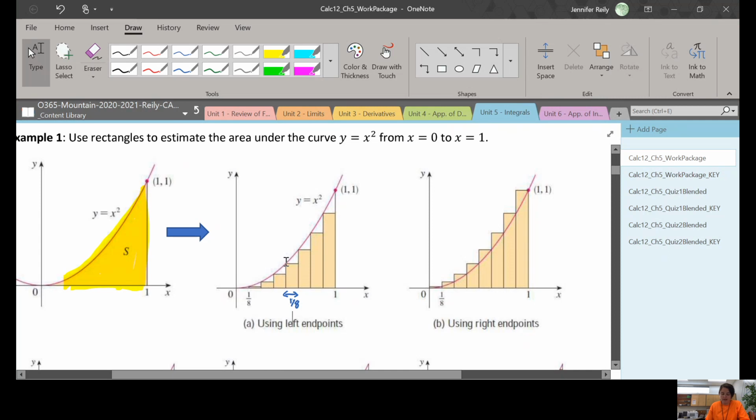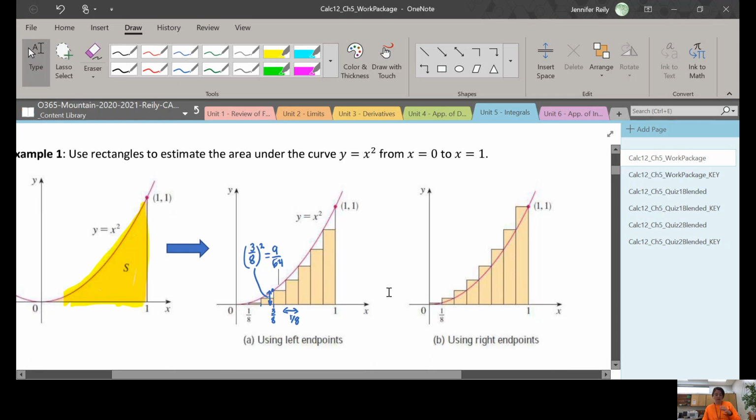And the height of every rectangle depends on the height of the curve at that particular point. So for example, let's just take this rectangle here. So that's 1/8, 2/8, 3/8. That height would be, so this is 3 over 8. So the height would be the height of the curve at x equals 3 over 8. Well, we have the formula for the y values on this curve. So the height there would be 3 over 8 squared, which is 9 over 64. Okay, so you can get the height of all of those rectangles that way.